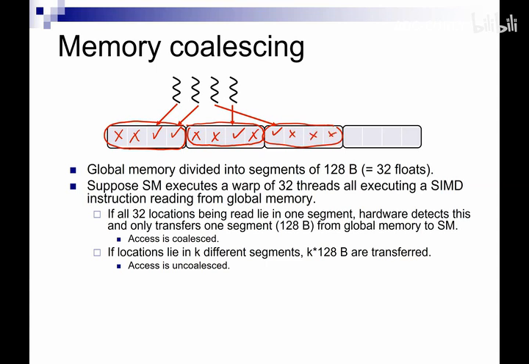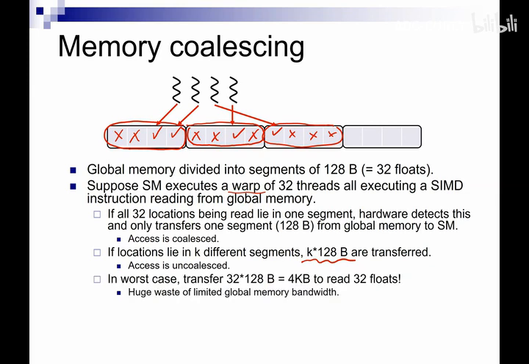So in fact, if the locations being accessed by this warp are in k different segments, then in total the GPU hardware is going to transfer all k segments, and so that's going to be k times 128 bytes, because each segment is 128 bytes. In that case, we say that the access is uncoalesced.